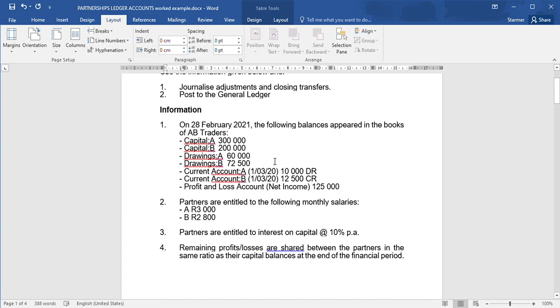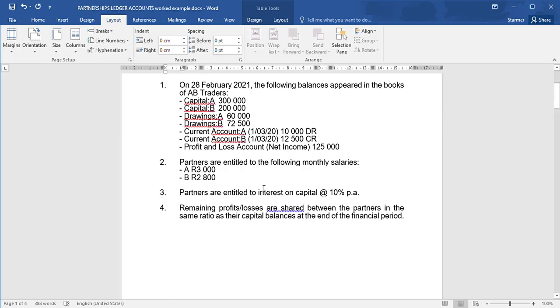Alright, number one, they give you some balances. That's what you're going to start your ledger off with. One thing I just want to stress here, the drawings of A and B represent what they have already taken from the partnership during the year. And then in the profit and loss account, that figure there is your net profit amount.